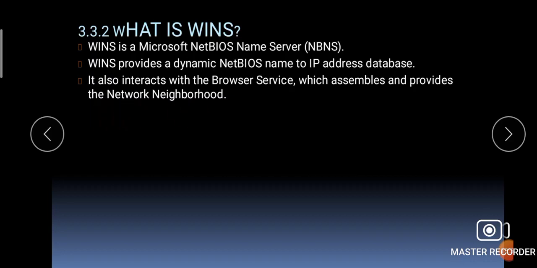neighborhood. So what is WINS? WINS is Windows Internet Name Service and we can also call it NBNS, meaning NetBIOS name server. WINS provides a dynamic NetBIOS name to IP address database, and it also interacts with the browser service which assembles and provides the network neighborhood. This concept is very important for the GTU exam.